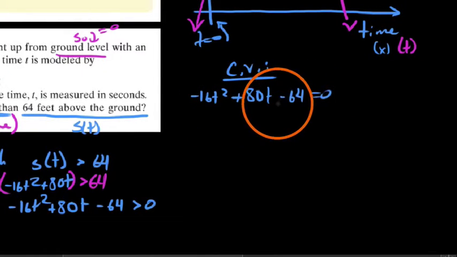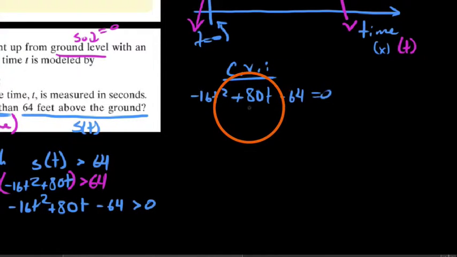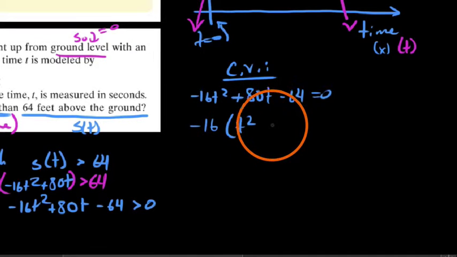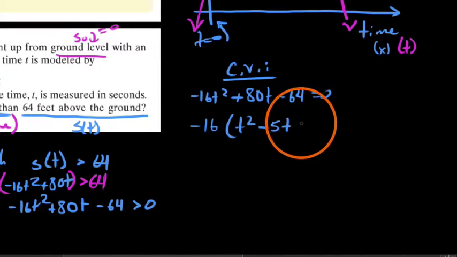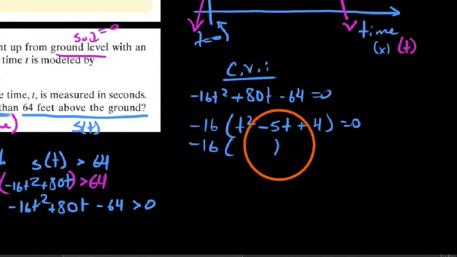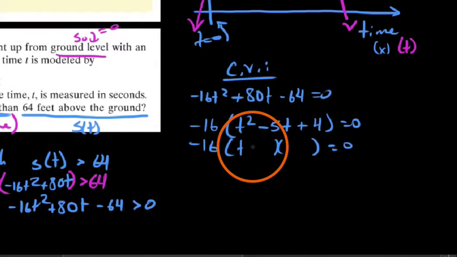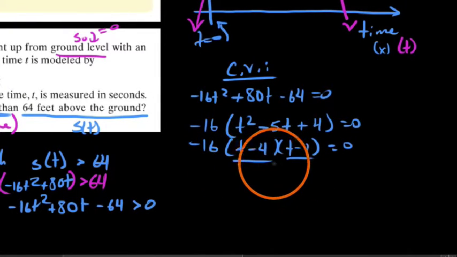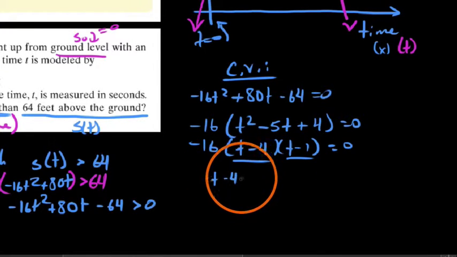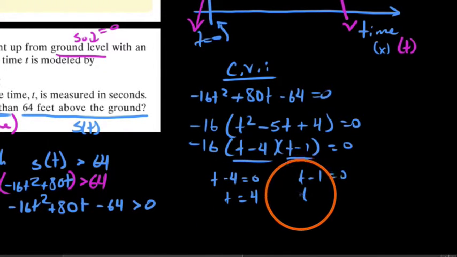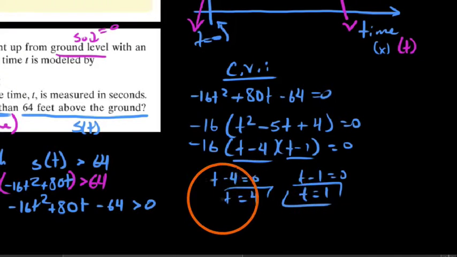So I noticed that 16 is a factor of 16 and 64, and 16 is also a factor of 80. So we're going to factor out a negative 16 here. This would become t squared minus 5t, and this would become plus 4 equals 0. Factoring this completely, we get negative 4 and negative 1. So carrying away the factors that have t's, we would say either t minus 4 equals 0 or t minus 1 equals 0. So t equals 4 and t equals 1. These are our critical values right here.